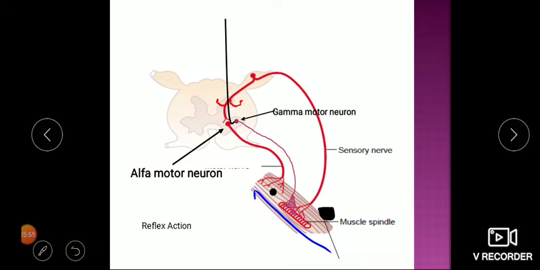Now, some of the descending tracts end on the gamma motor neuron. So if they stimulate the gamma motor neuron, what will happen? It will lead to stimulation of the muscle spindle, generation of an action potential, which will again indirectly lead to muscle contraction from the alpha motor neuron. And some descending tracts end directly on the alpha motor neuron. The stimulation will lead to direct contraction of the muscle through alpha motor neurons. That's why alpha motor neurons are called the spinal common pathway.